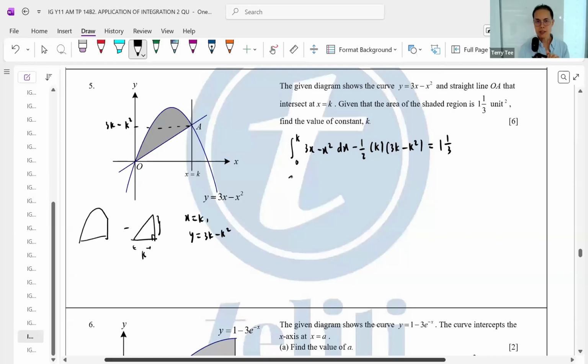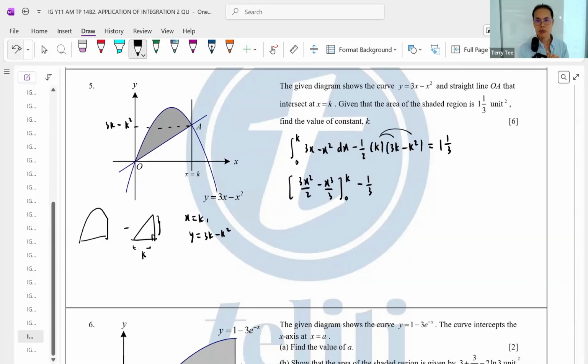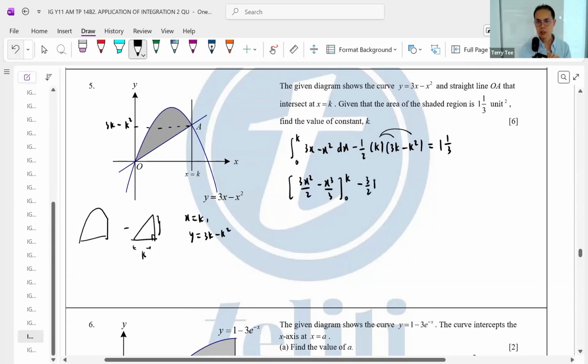So let's integrate this. This will give us 3x squared over 2 minus x cubed over 3. Limit is from 0 to k. So I can times it 1 by 1. I'll get negative 3 over 2. Sorry, not 1 over 3, the 2 and 3. 1 over 2 times 3k is 3 over 2k. Minus plus 1 over 2. K times k squared is k cubed. The result, you can write this as improper fraction 4 over 3.